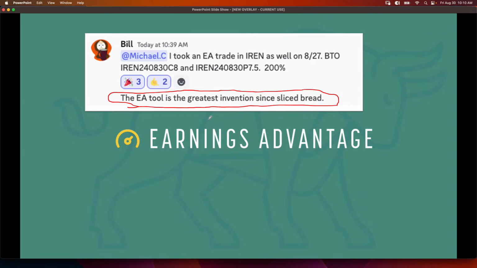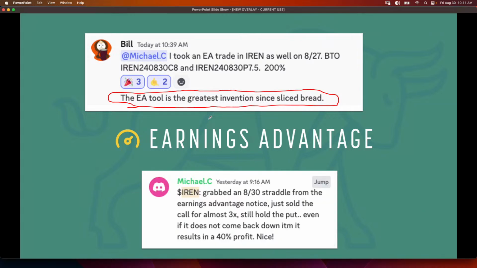Others may say, you know what? There have been a few other inventions since the invention of sliced bread. We'll leave that to you guys to argue on your own. Bill, I agree with you. Michael grabbed Irene as well. Irene, great job. Good trade.